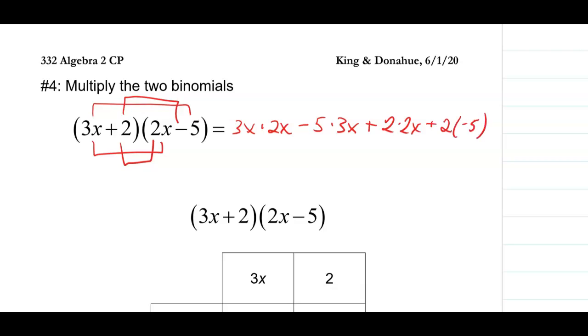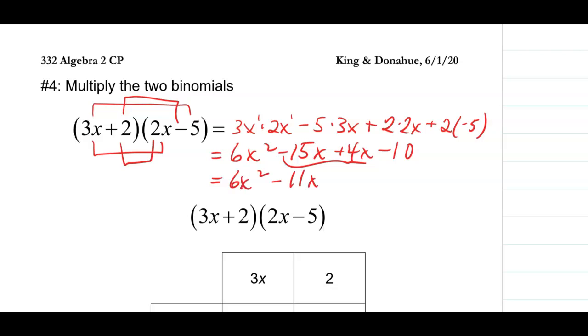the last terms. And 3x times 2x is 6x squared. Negative 5 times 3x is negative 15x. 2 times 2x is 4x. 2 times negative 5 is minus 10. And then when we simplify, we can bring those x terms together. We get 6x squared minus 11x minus 10.